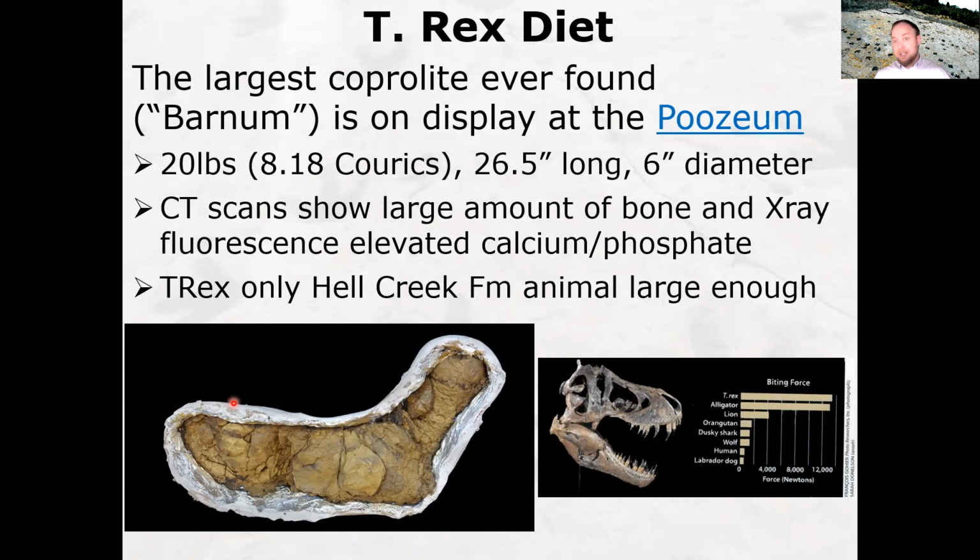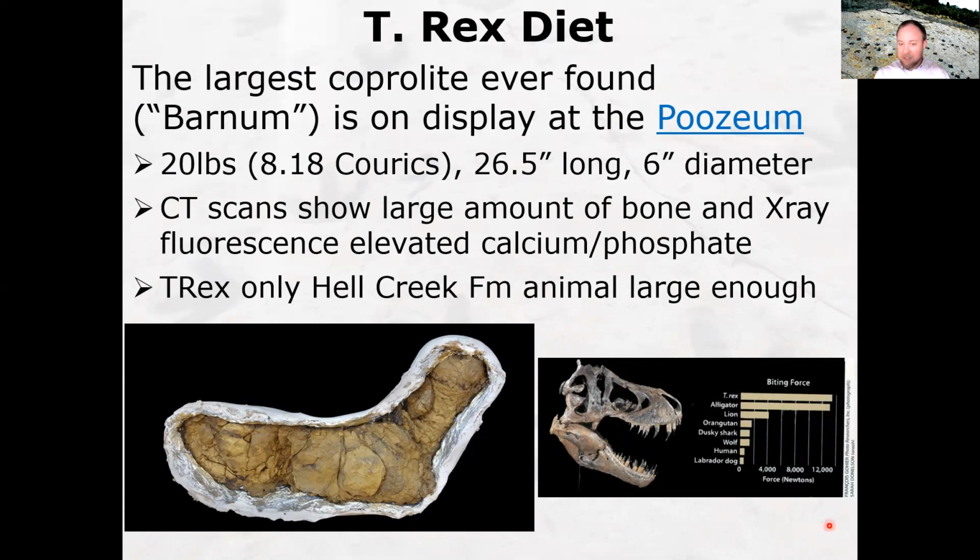So again, which one? Well, we didn't find the dinosaur with the pile, so we can only guess, but T-Rex is the only Hell Creek dinosaur big enough and carnivorous enough to leave something like this. Hell Creek is the formation; we'll talk about Hell Creek at the end of the class. So this is a T-Rex coprolite.